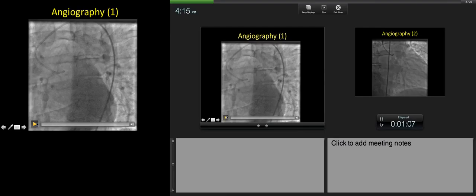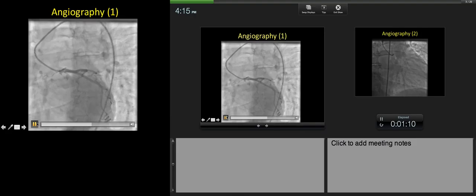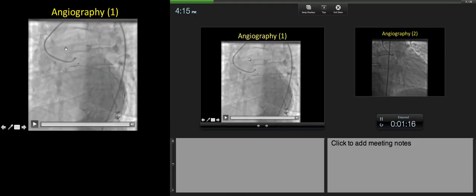As you can see here, there's a selective left coronary artery injection. But this is the angiography that was obtained after Dr. Angelini did a stenting of the right coronary artery.